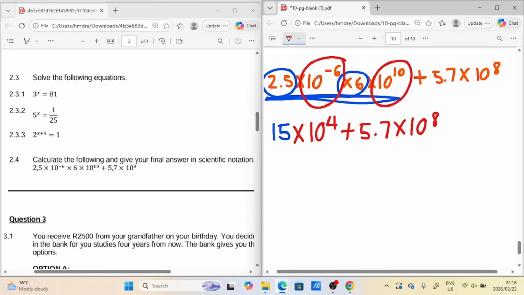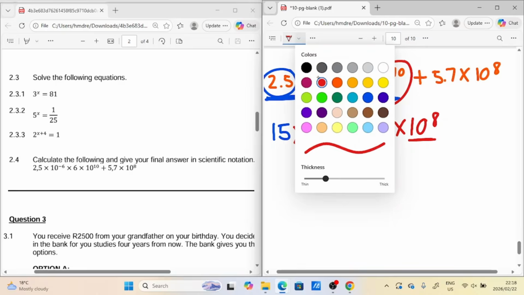Then you have two options for how you want to work this out. We're trying to add these. So if we're trying to add them, we need to make sure that these have the same exponents. Otherwise, we can't add them. So you can either convert one of them to 10 to the 4 or to 10 to the 8, or you can write them out fully and add them. So that's what I'm going to do, but whatever works for you.